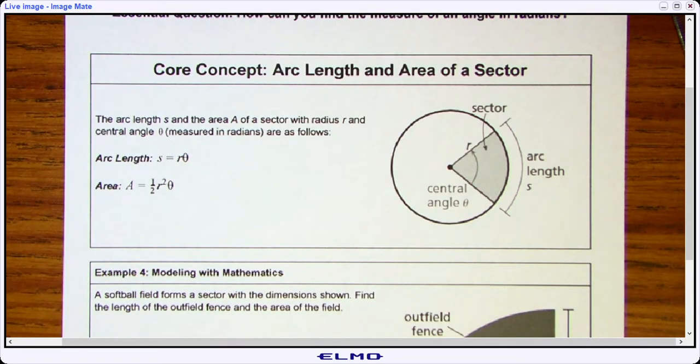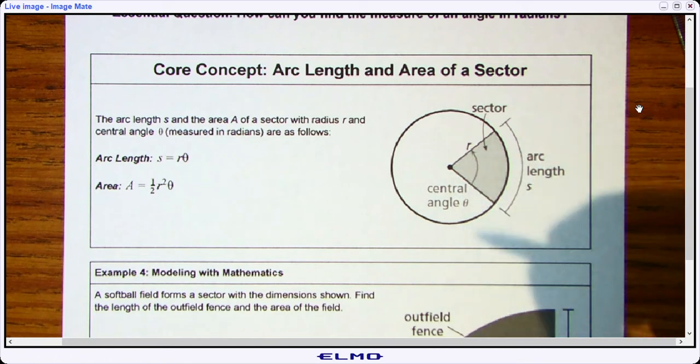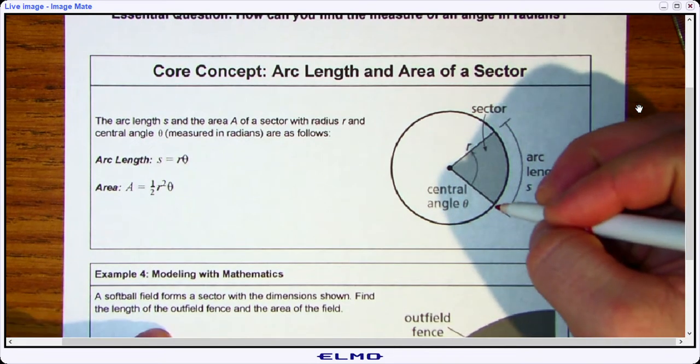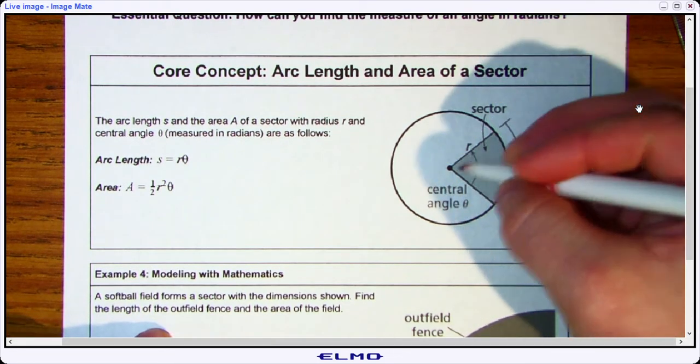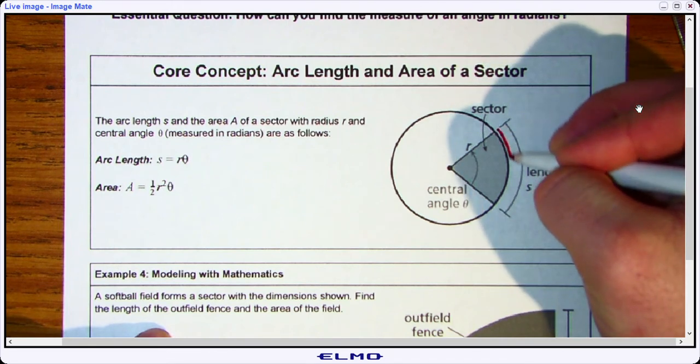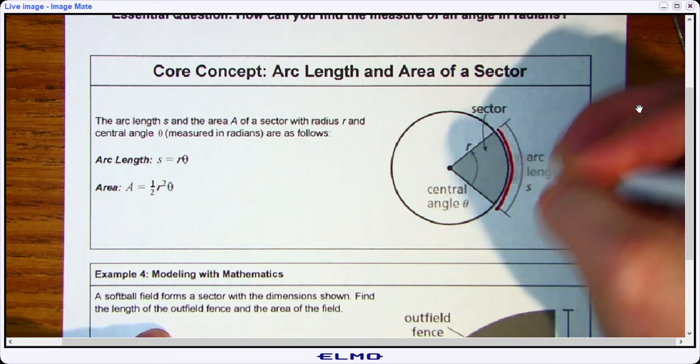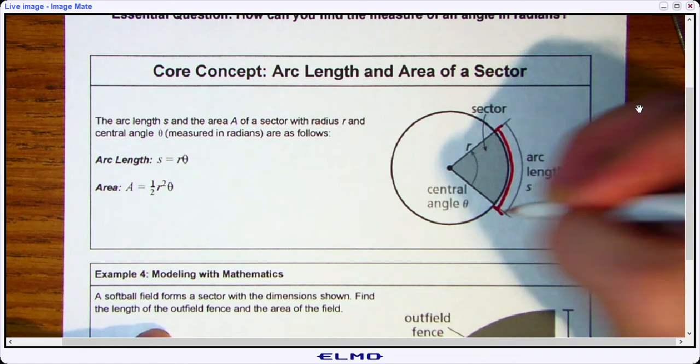Alright, so now we're going to talk about arc length and area of a sector. Well, what are those two things? Arc length is just going to be the length of an arc made by this angle, right? So just this outside arc, that's my arc length.